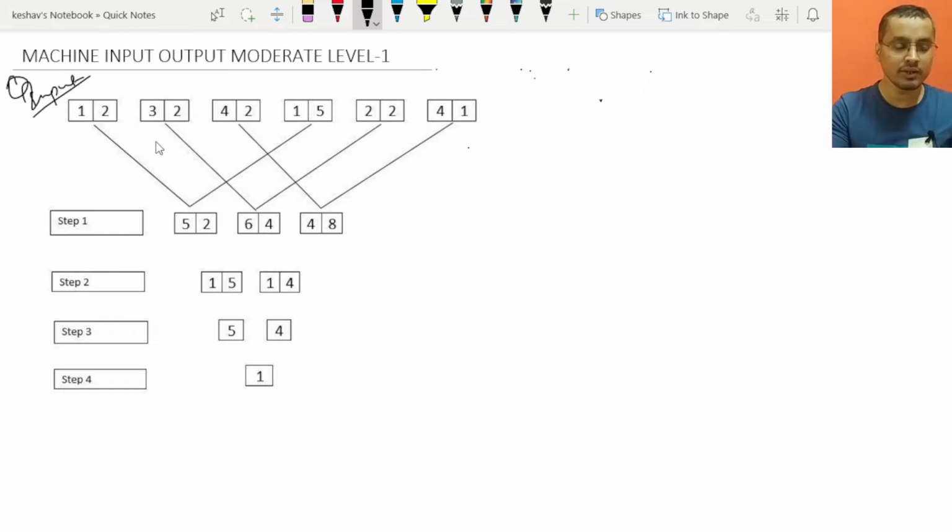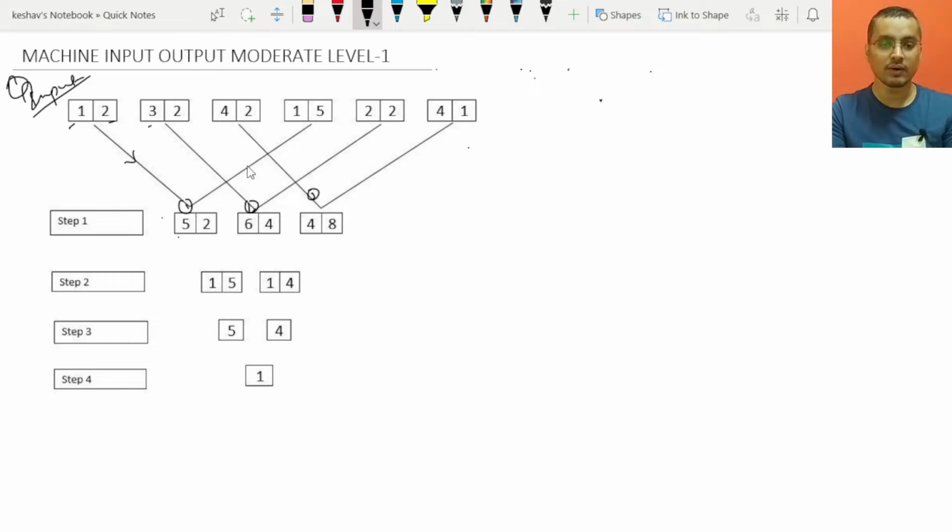Here you can see how many boxes there are. 6 boxes are there, and each box has 2 digits. So this is the first digit and second digit of box 1, again first digit and second digit of box 2. Each box has 2 digits. Now in step 1 we are getting this one, box 1. This one is box 1 of step 1, this is the second box, this is the third box.